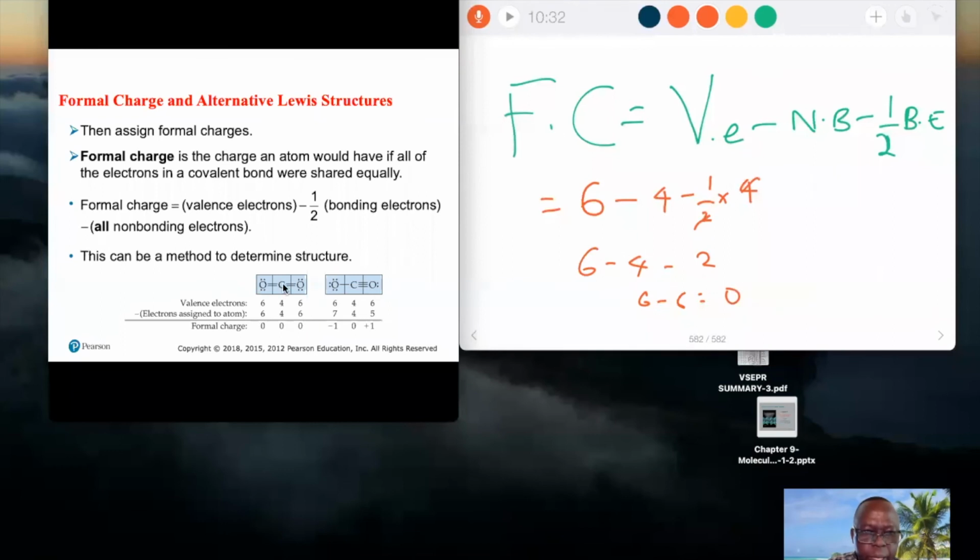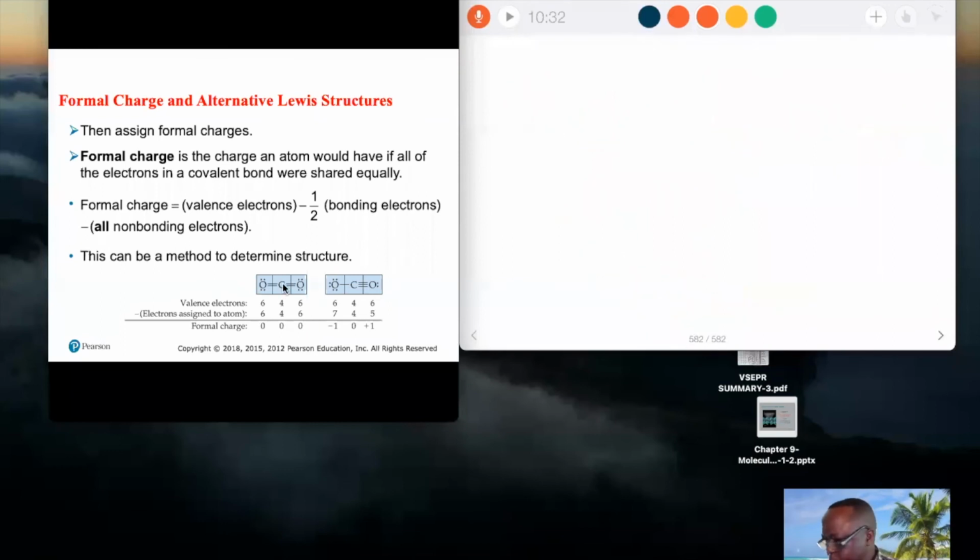So if I look at carbon, for the first compound here, it is 4 minus 0. I don't see non-bonding electrons on carbon, so I put 0. Minus half of, you now have to look at the bonding electrons on carbon. We have 4 on this side and 4 on that side. So 8, minus half of what? 8.